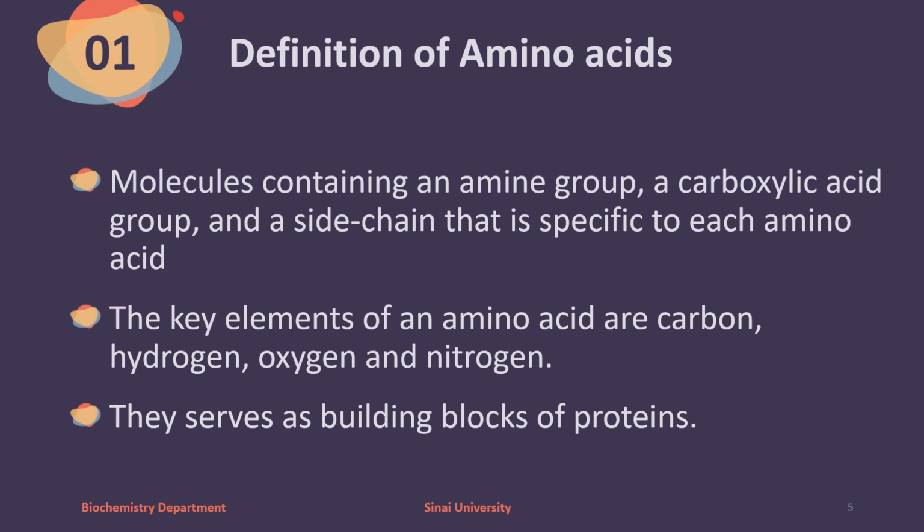The first one is definition of amino acids. Amino acids are molecules containing an amine group, a carboxylic acid group, and a side chain that is specific to each amino acid. The key elements of an amino acid are carbon, hydrogen, oxygen, and nitrogen. These serve as building blocks of proteins.